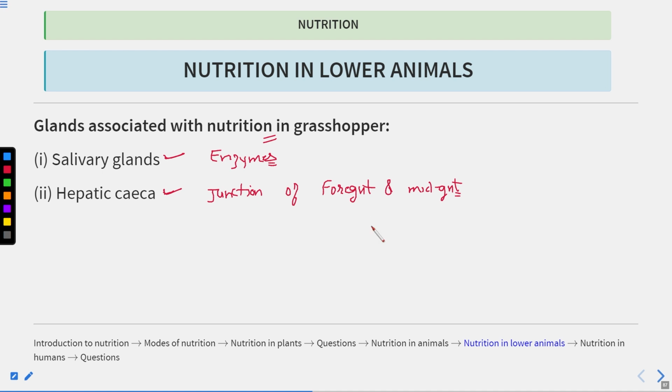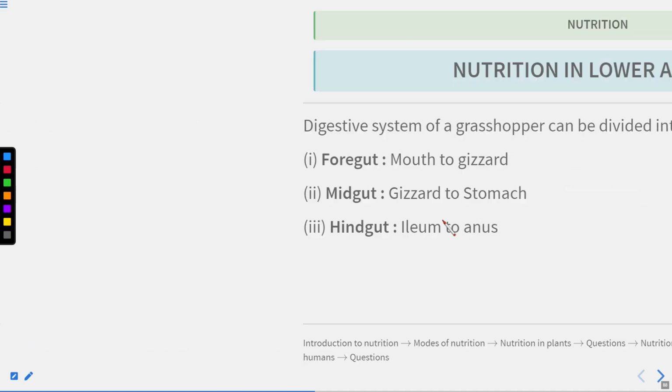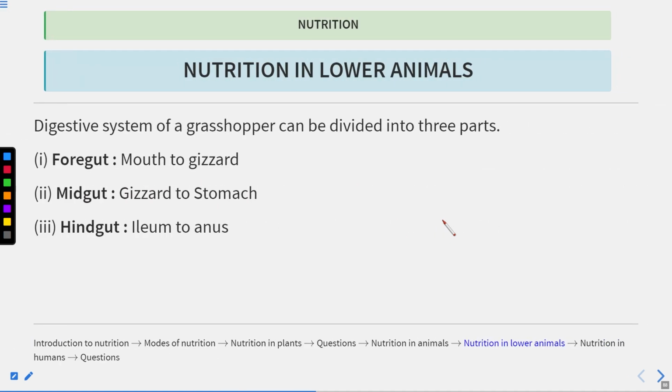Now, the digestive system of the grasshopper is divided into three regions. First is the foregut, second is the midgut, and third is the hindgut. The foregut is from the mouth to the gizzard, the midgut is from the gizzard to the stomach, and then the hindgut is from the ileum to the anus, or you can say the rectum.